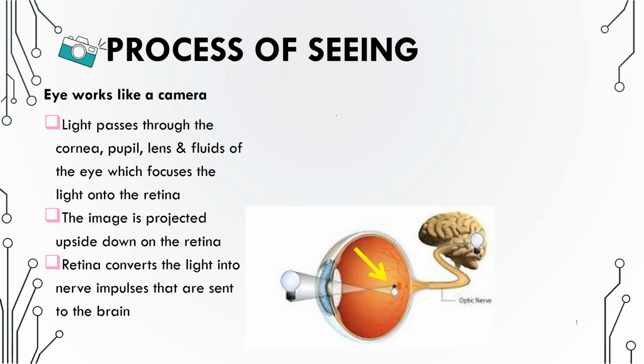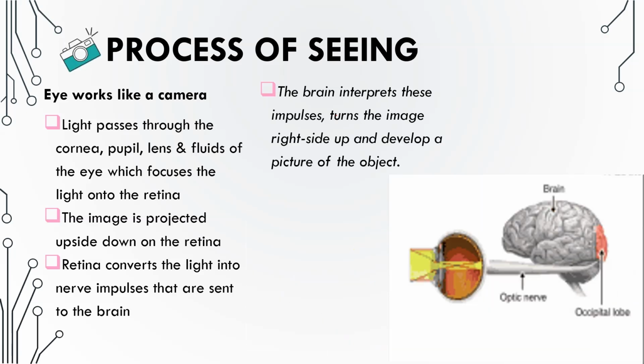The retina converts this light into nerve impulses, which will be sent to the brain. Then the brain interprets these impulses, which will turn the image right side up and develop a picture of the object. As you can see in the picture, to be precise, which part of the brain? Occipital lobe. So you know, the occipital lobe is responsible for vision. That's the whole process of seeing.